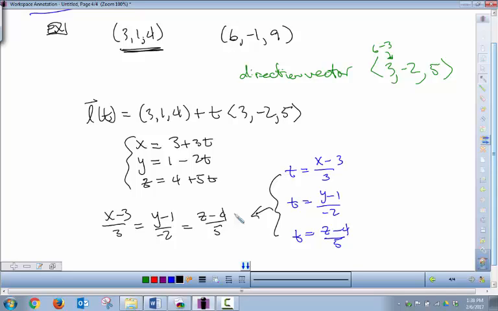What might be a neat exercise is that if somebody gave you a symmetric form of the line, for you to be able to transform it back into a vector form, or parametric form for that matter.